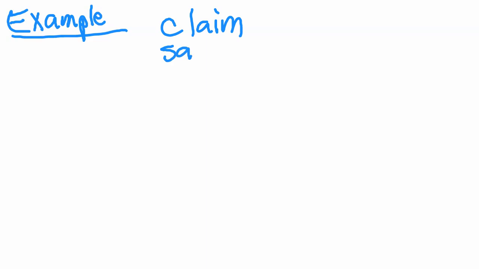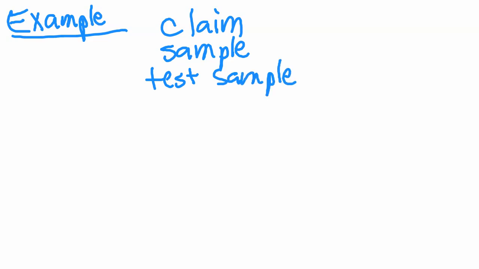Here's an example, and I'm going to go through all the steps. So we're doing hypothesis testing, and what we're doing is we have a claim. So someone makes a claim, and then we take a sample. So we have a claim, and then we have a sample, and we test that sample against the claim and find the probability that that would happen.